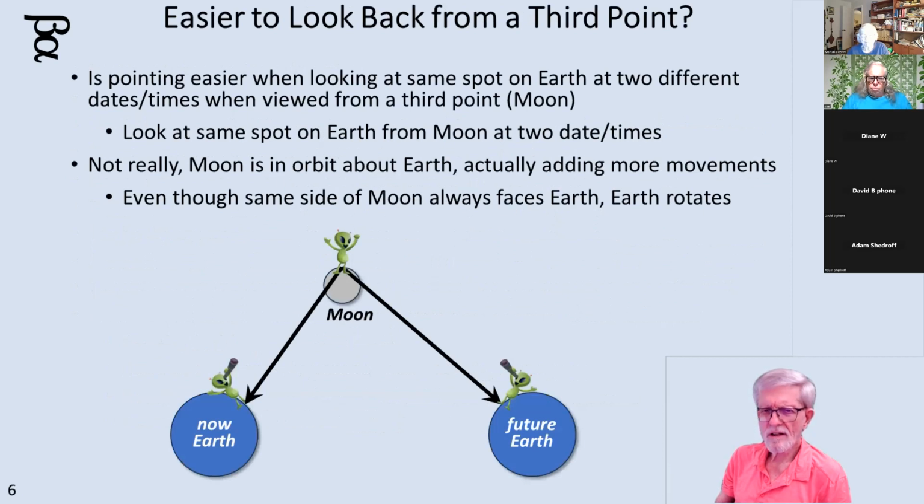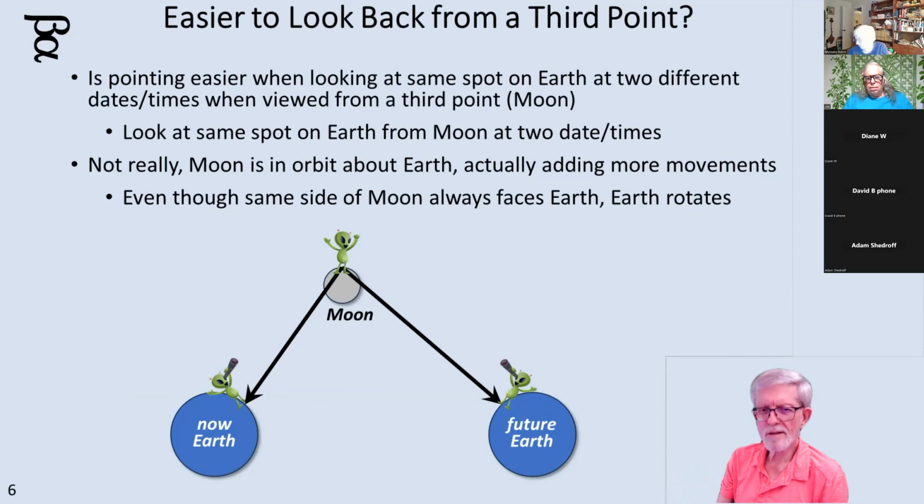So instead of looking back on yourself, wouldn't it be easier to just go someplace else, like go to the moon, and then you can look where Earth was, and then you can look where Earth will be in the future? Yeah, you can do that, but now you've added a third body, and the moon has its own set of motions. So when you're looking back, the Earth is always got the moon facing in the same direction.